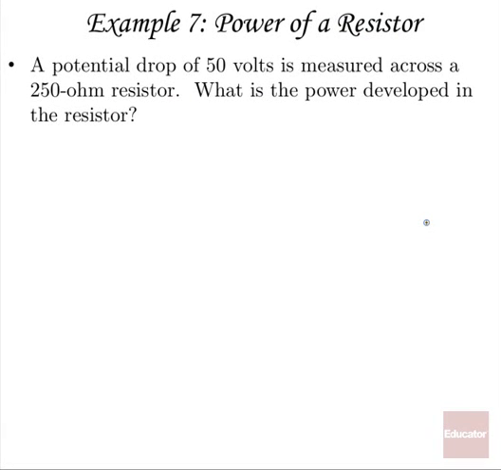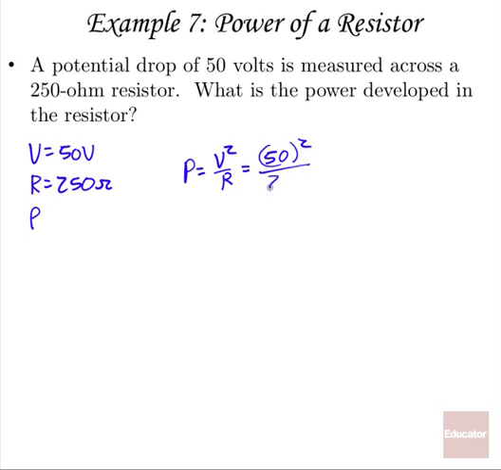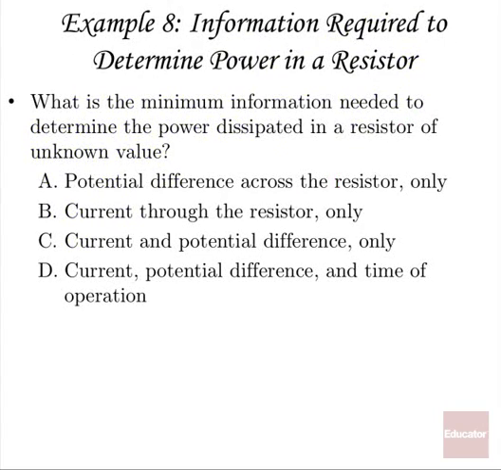How about the power dissipated by a resistor? A potential drop of 50 volts is measured across a 250 ohm resistor. So our resistance is 250 ohms. What is the power developed in the resistor? So we're looking for P. Well, this time I'm going to use power equals V squared over R. So that'll be 50 volts squared divided by 250 ohms, or 10 watts. Another version of our power formula.